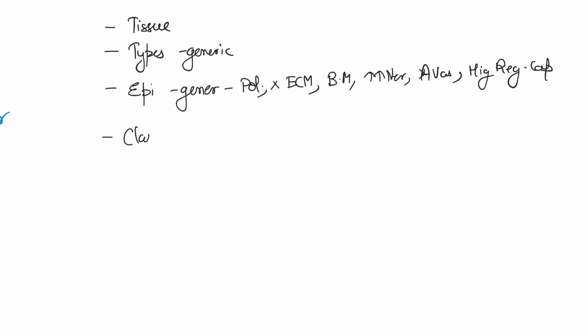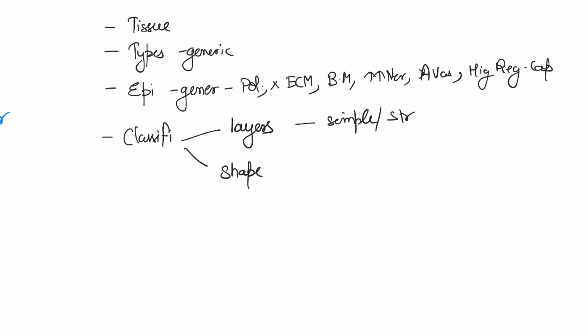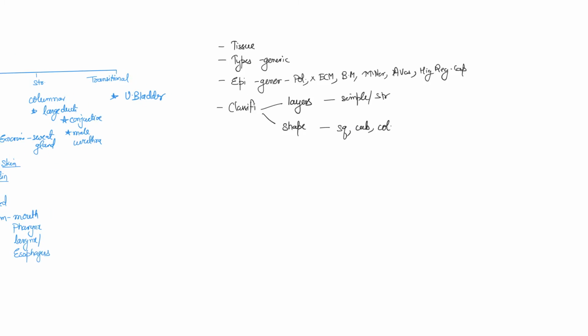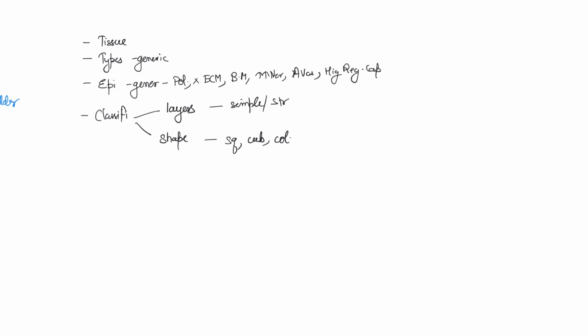Then we talked about the classification, right? Classification we can talk about in terms of number of layers or the shape. Layers, we can have simple or stratified, more than one layer. Shape, we can have squamous, plate-like, cuboidal, square-like, columnar, which is longer, and transitional. Then we talked about each of the types, and we talked about various functions, locations, and stuff. Okay, so in the next lecture in the same series, we'll be talking about glands.